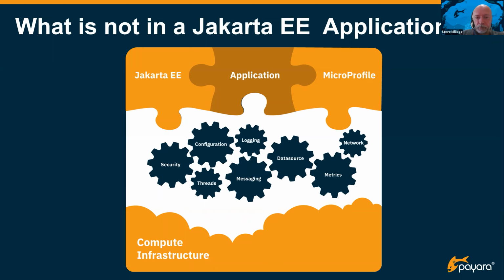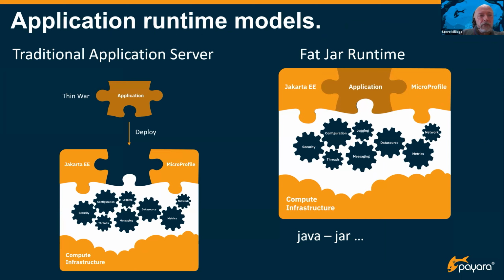So there's different sort of runtime models that you can build, and these both apply to Jakarta EE and into other FatJar type frameworks, for example, Spring Boot or something like that.